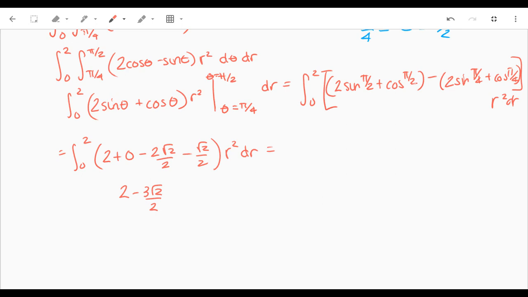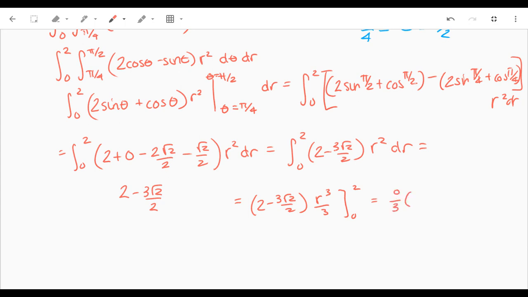So then we have the integral from 0 to 2 of 2 minus 3 root 2 over 2, r squared dr. So that would be r cubed over 3, from 0 to 2. And I know if I plug 0 into that, I'll get 0. So I'm going to plug 2 in, and I get 8/3 times 2 minus 3 root 2 over 2.